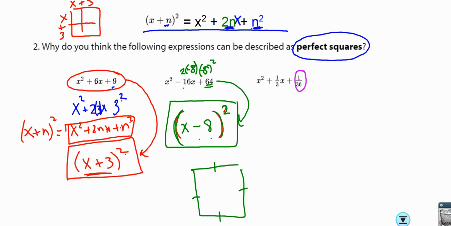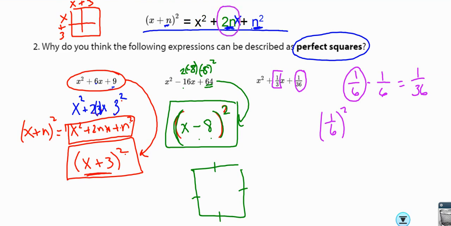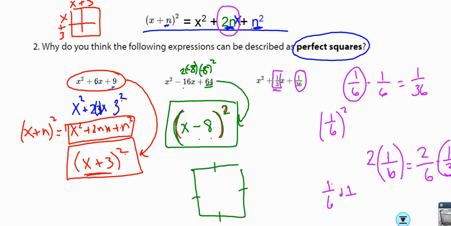So I want to ask myself, what times what equals 1 over 36? Well, I know 1 times 1 is 1, and what times what is 36? Well, 6 times 6 is 36. So it looks like to get 1 over 36, I'm going to have to multiply 1/6 times itself. Now here, how did I get 1/3? Well, this formula says 2 times n. So what happens if I multiply 2 times n, which is 1/6? If I multiply those together, 2 times 1 is 2 over 6, simplifies to 1/3. Awesome. So we got 1/3. Another way to think about that is this middle term is 1/6 plus 1/6. If we add them together, we get 2/6, and that simplifies to 1/3.